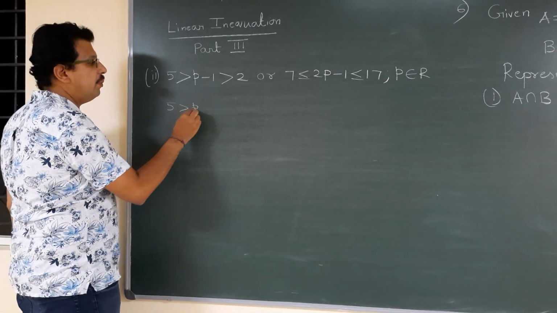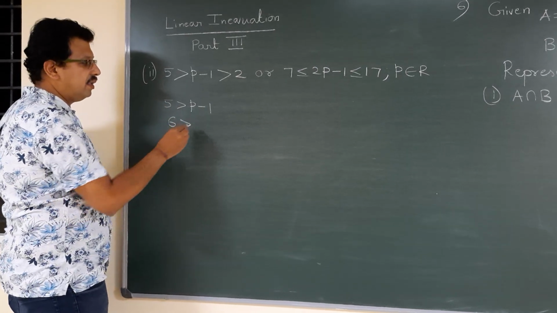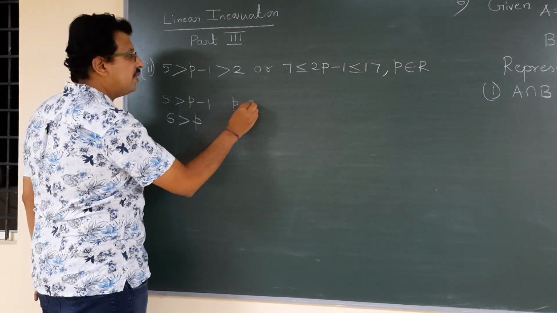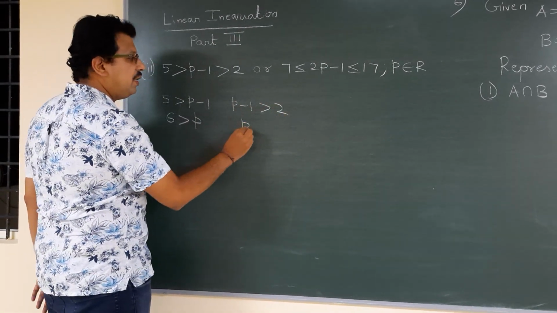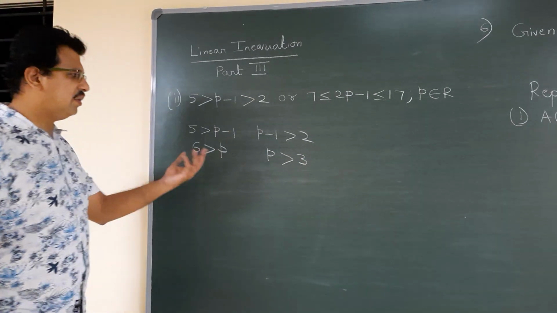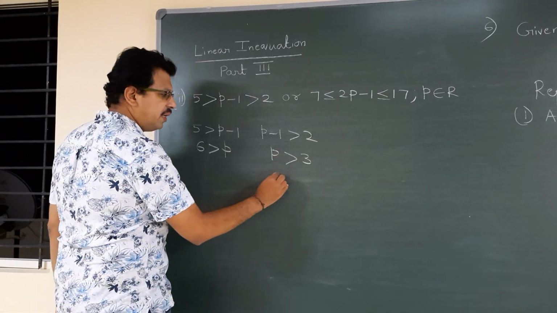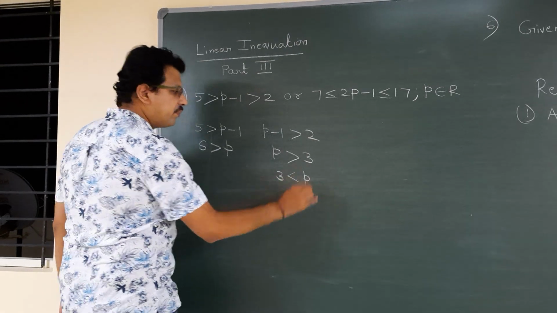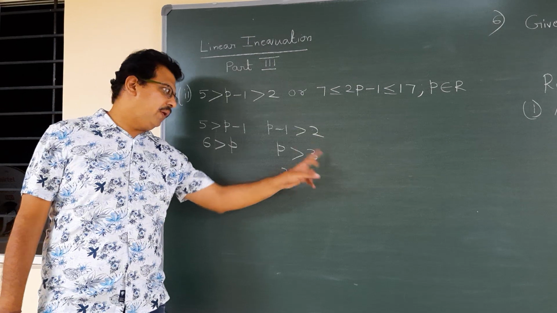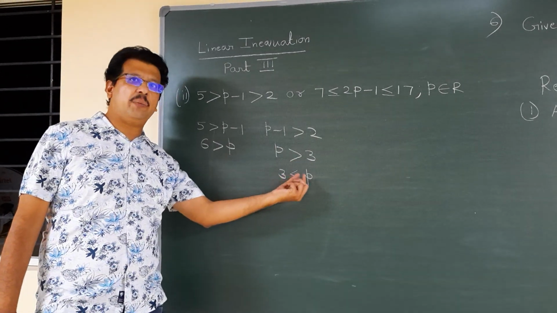5 is greater than p minus 1. So we can write this 6 is greater than p. I have taken the first two inequation. Then I will take p minus 1 greater than 2, and p is greater than 1 plus 2 is 3. So you can just observe, children, it is so easy for you to understand that p is greater than 3. It can also be written as 3 is less than p. 3 is being brought to the left side and p is brought to the right side. So automatically the greater sign will become what? Less sign. So 3 is less than p.